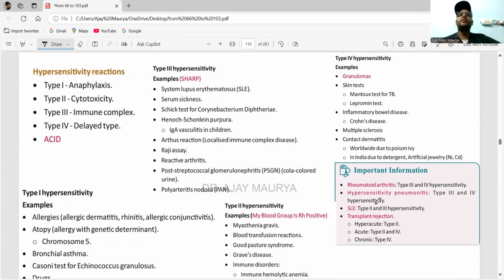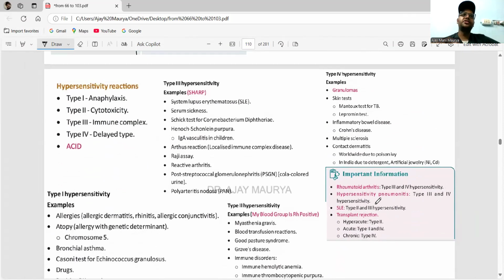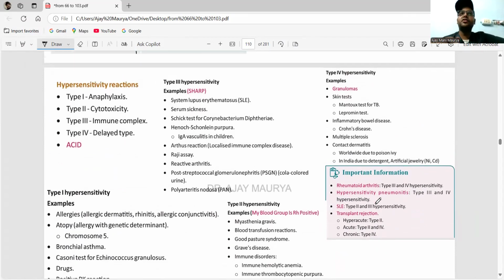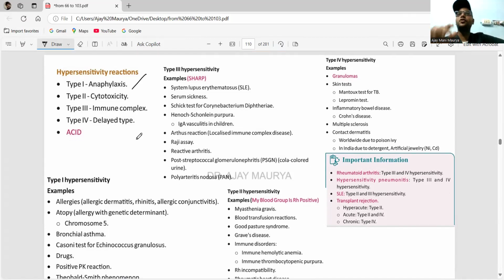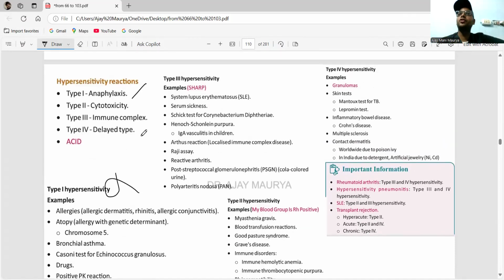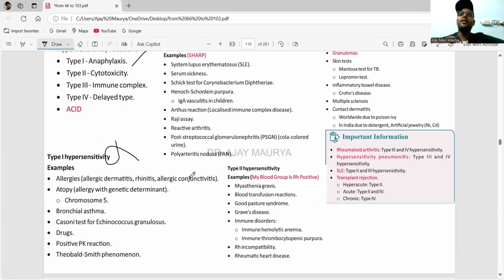Next, these are the types of hypersensitivity reactions. From these, the most famous one, I think everyone knows, is type one, for allergies. Everyone knows about allergies, but they are not going to ask the question from type one because everyone knows that one. That's why they will focus on type two.